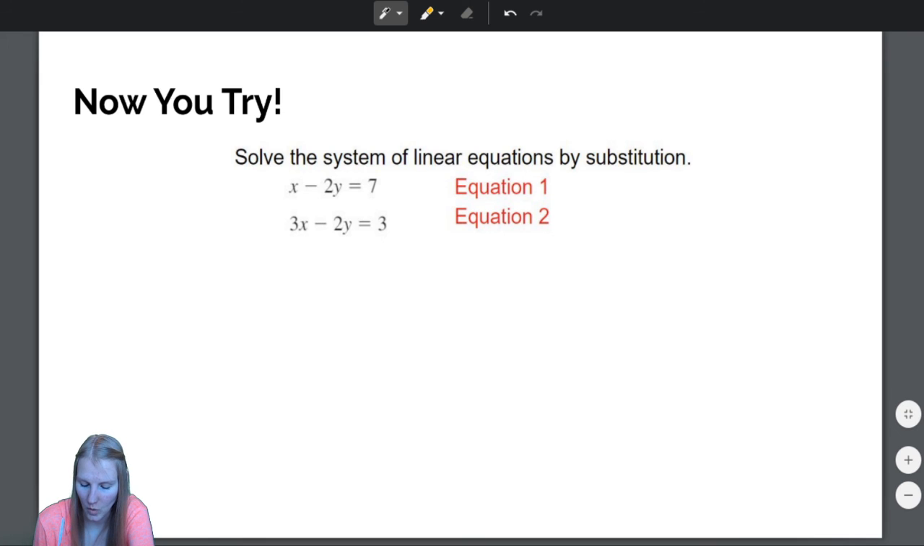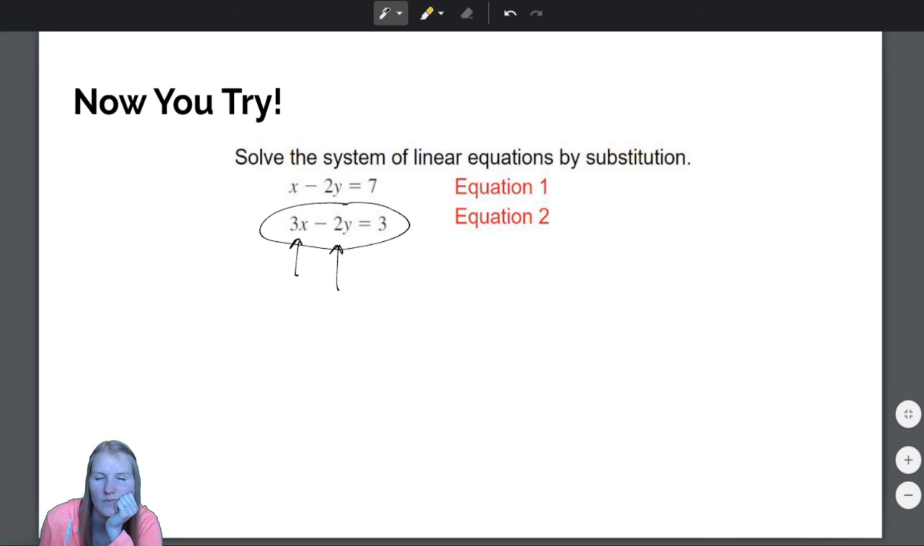So, when I look at equation number 2, I see that both x and y have coefficients. So if I wanted to solve for x, I would end up needing to divide by 3. And if I wanted to solve for y, I would end up needing to divide by 2 or -2. And I don't want to have to deal with that. I might get fractions, and I don't like fractions.